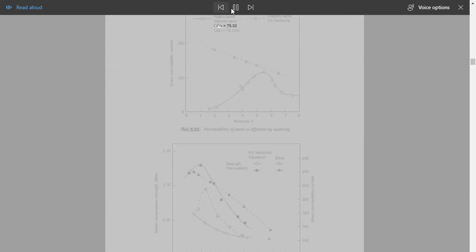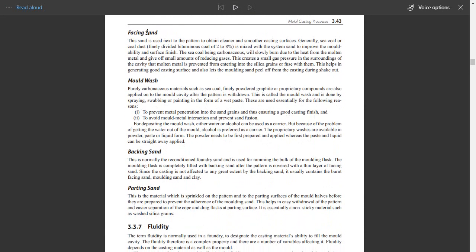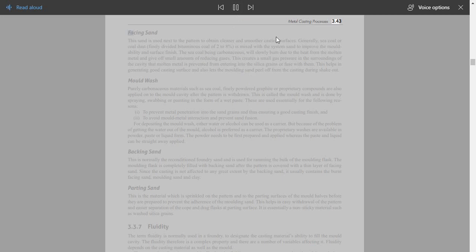Rajkot sand, natural sand, GFN. Metal casting processes 3.43 Facing sand.